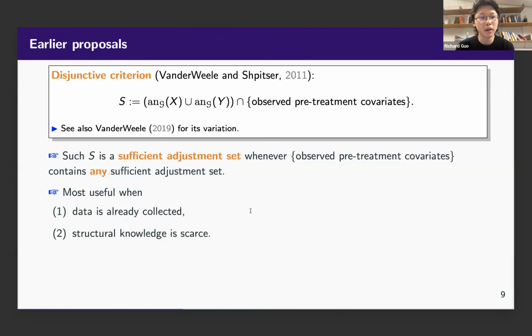But on the contrary, if we're in the early stage of designing the procedure, where part of the goal is to figure out what covariates we want to measure, then this is probably not the most suitable.